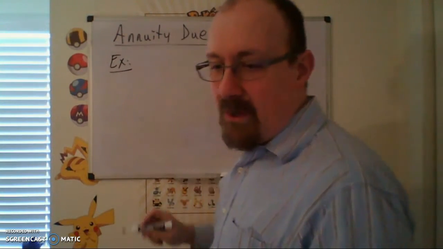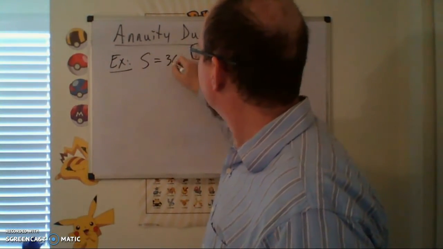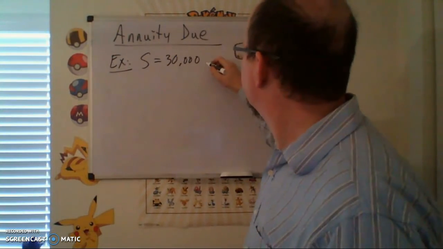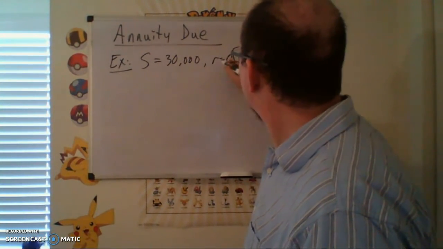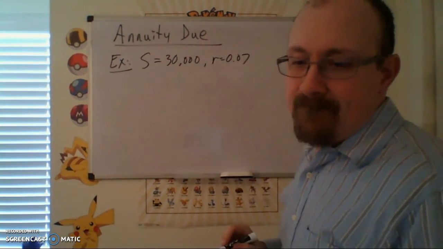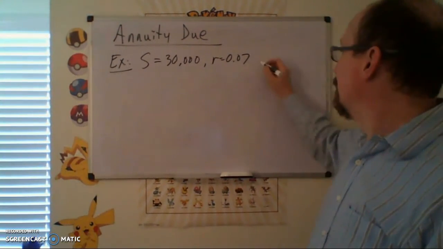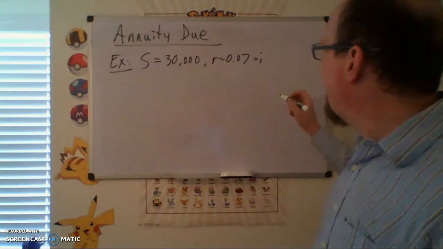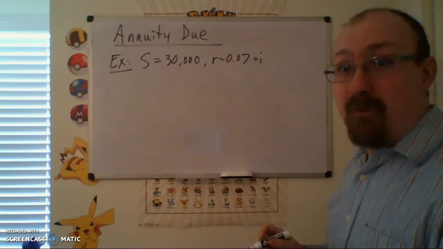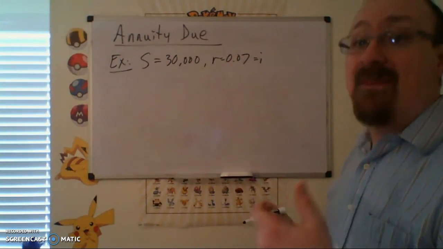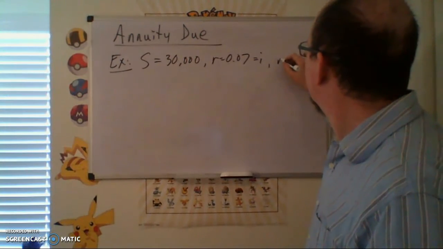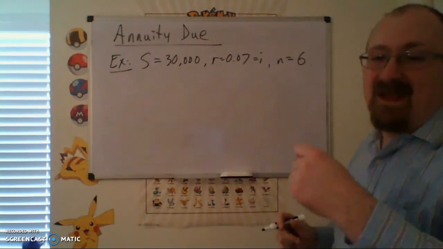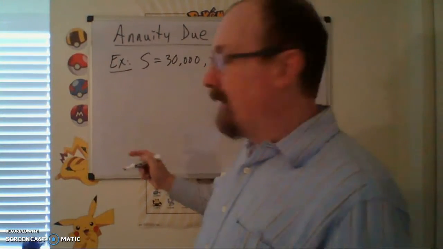All right. So this time around, we know we want 30,000 bucks set aside. So S is 30,000. Our interest rate is given as 0.07, compounded annually. Good news. That means it really is our I this time around. And we're told we're going to do this over the course of 6 years. Since it's annual, that's 6 payments. So we've got S, we've got I, we've got N. We don't know R. So let's fill in the blanks.